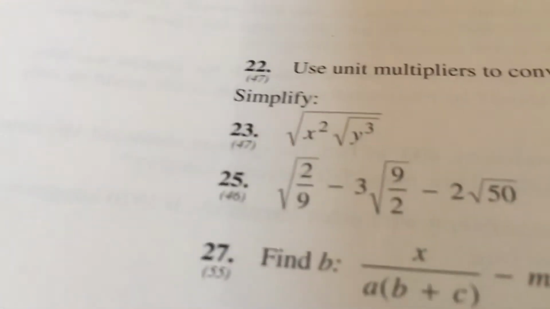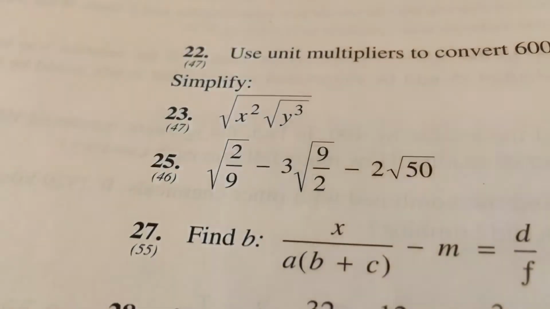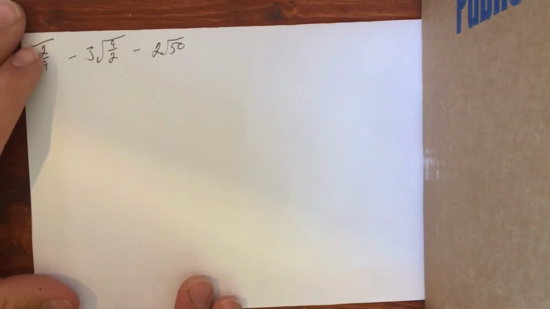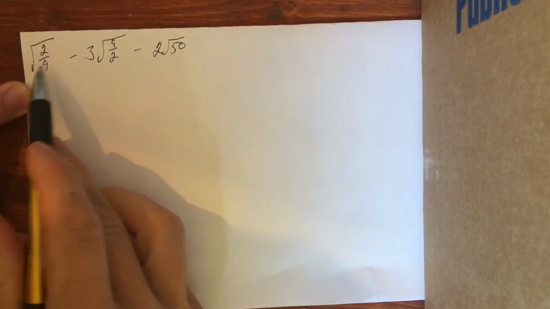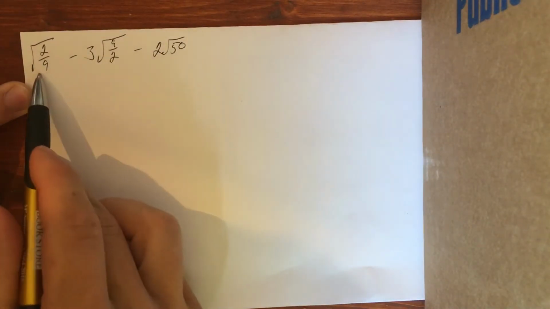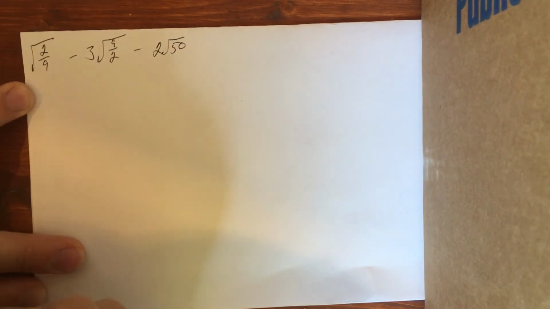Okay, so lesson 65, number 25: the square root of 2/9 minus 3 and the square root of 9 over 2 minus 2 square root of 50. This is how it works. Getting rid of the radicands, we want to get the square roots out of the denominators and get like denominators so we can add the fractions, definitely.